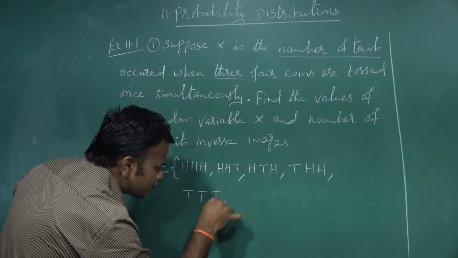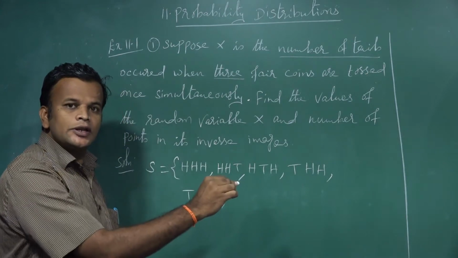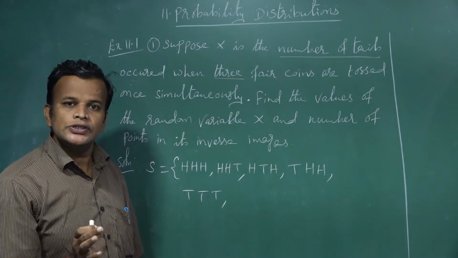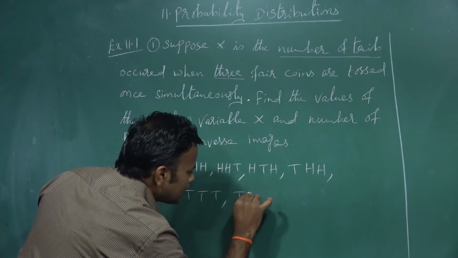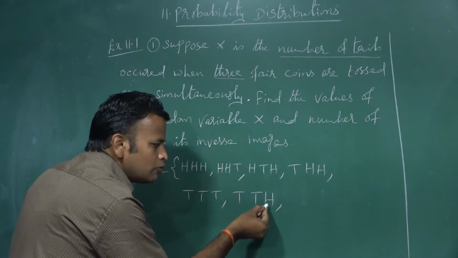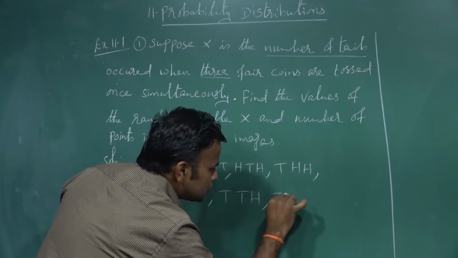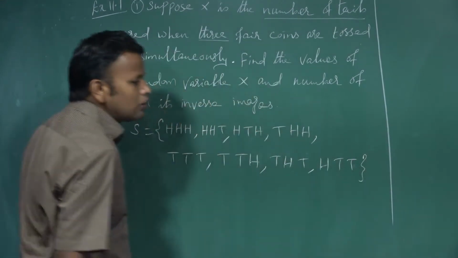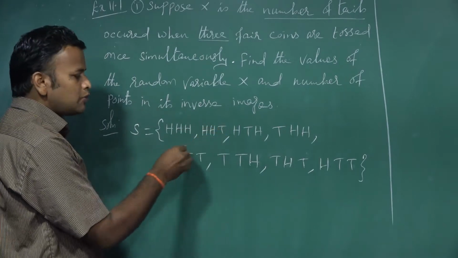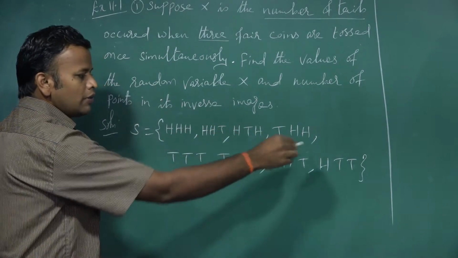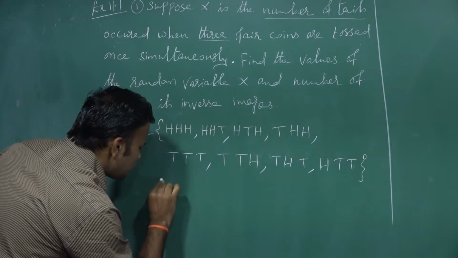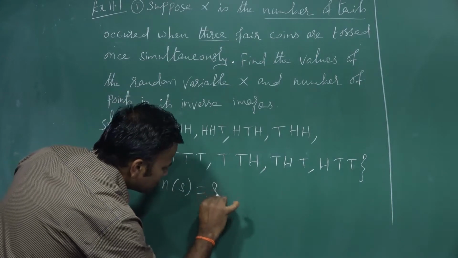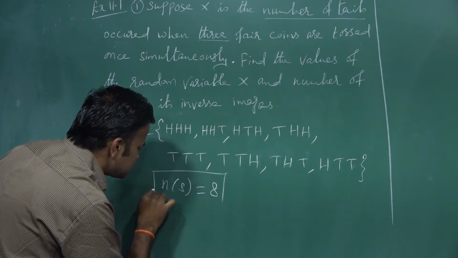Next, suppose TTT. That means all the 3 coins have the face tail. Then TTH. Then we move this H. THT. HT. Now you count. There will be 8 events possible. 1, 2, 3, 4, 5, 6, 7, 8. So what is the value of n of s? So n of s value is 8.